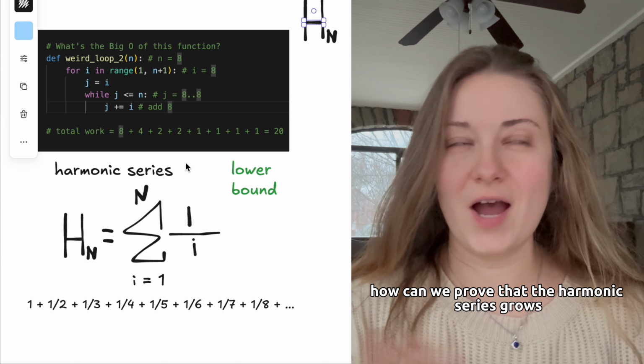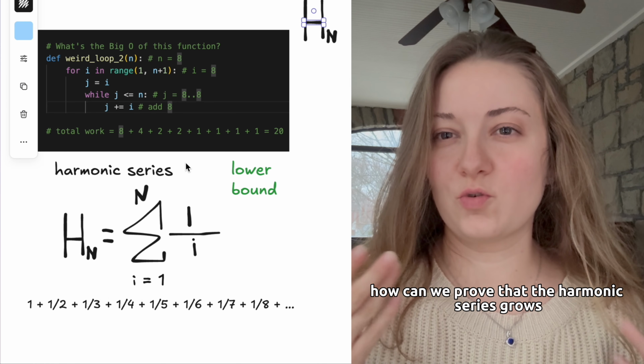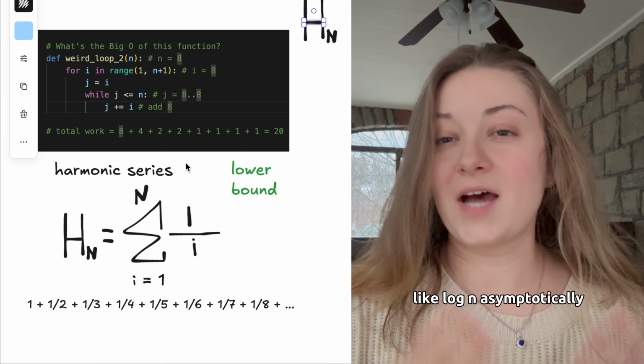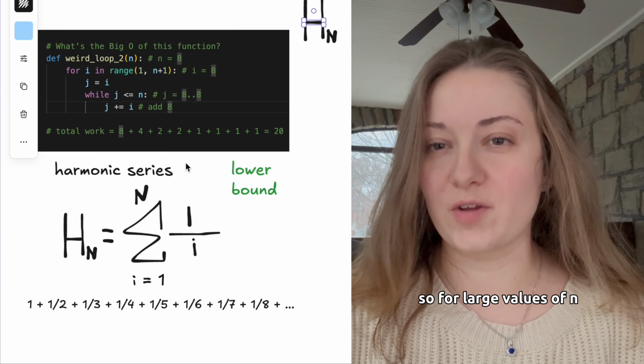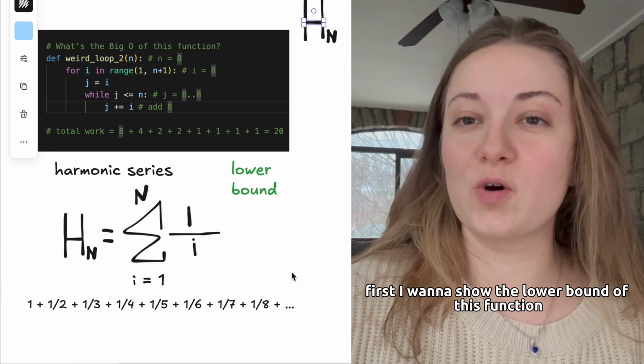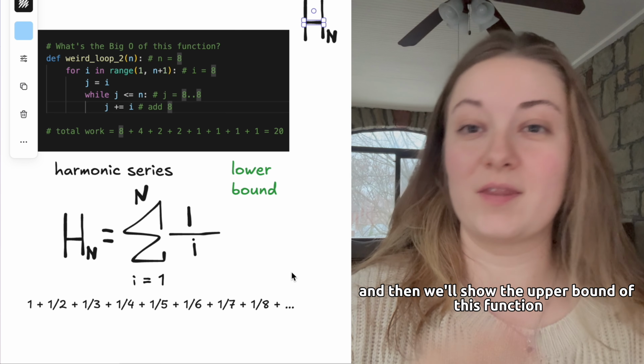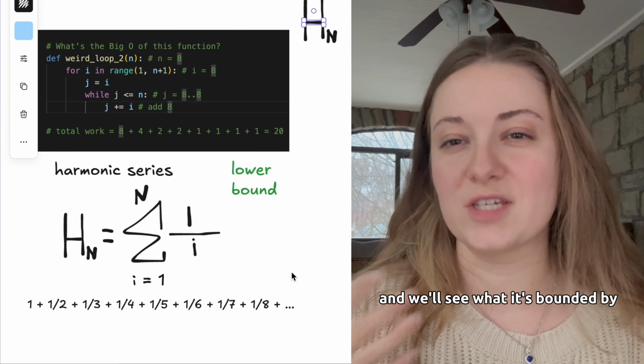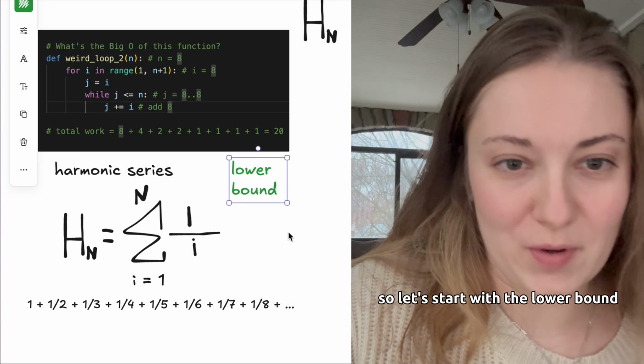But how can we prove that the harmonic series grows like log n asymptotically, so for large values of n? First I want to show the lower bound of this function, and then we'll show the upper bound, and we'll see what it's bounded by. So let's start with the lower bound.